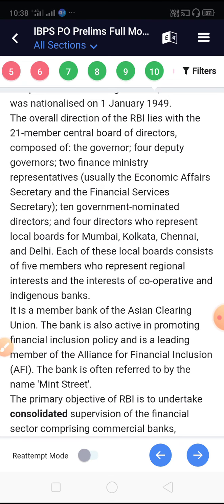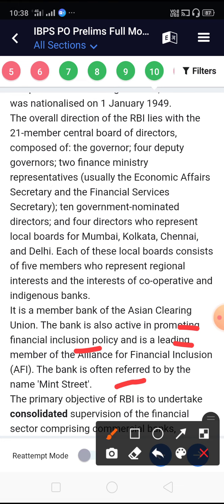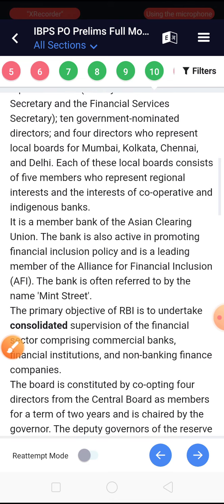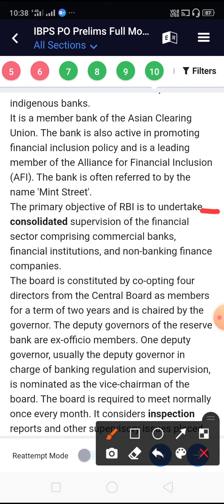It is a member bank of the Asian Clearing Union. The bank is also active in promoting financial inclusion policy and is a leading member of the Alliance for Financial Inclusion, AFI. The bank is often referred to by the name Mint Street. The primary objective of the RBI is to undertake consolidated supervision of the financial sector, comprising commercial banks, financial institutions, and non-banking finance companies.